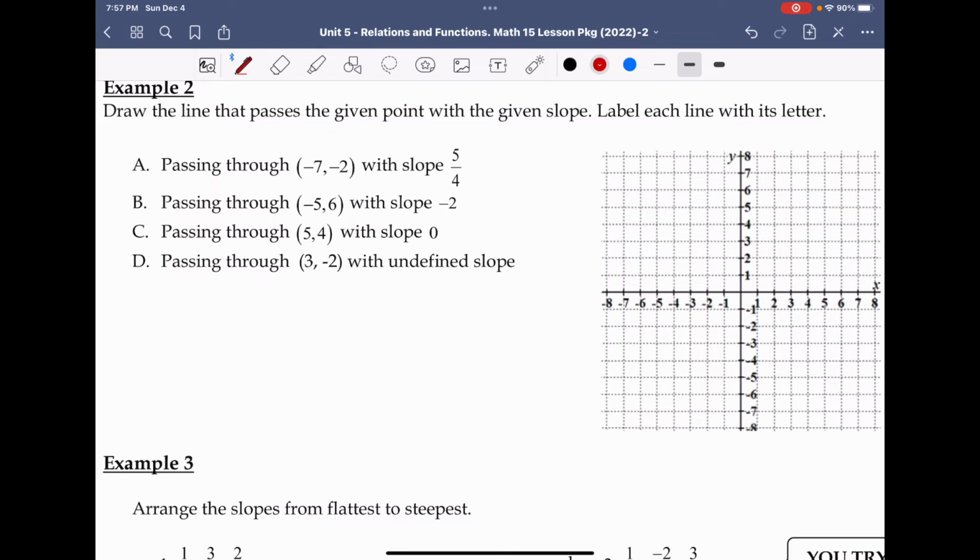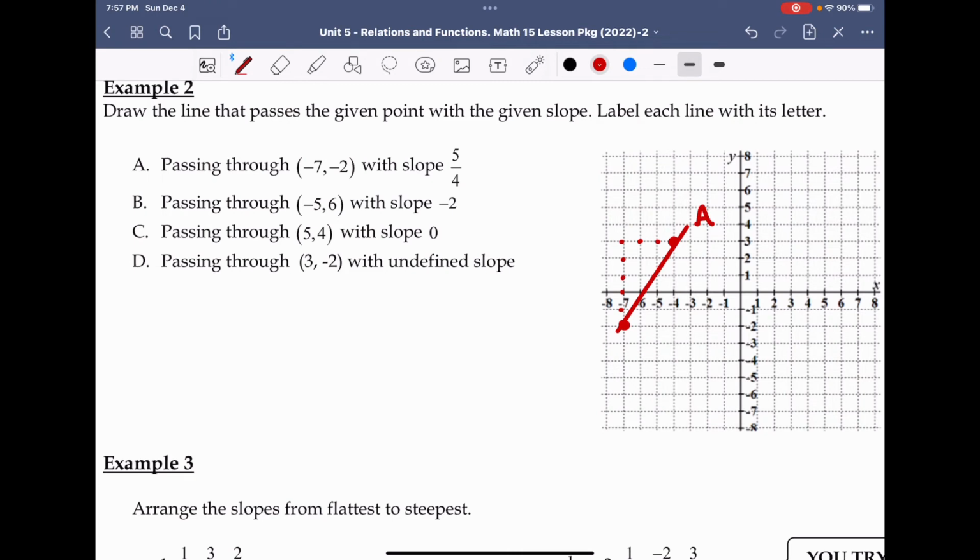So negative 7 for x, negative 2 for y. That's going to put us right here. And now, if I have a positive slope of 5 over 4, that means I rise by 1, 2, 3, 4, 5, and I go over 4 units, which would put me here, and I'd put another solid dot here, and now I would connect those 2 points, and then call this graph A.